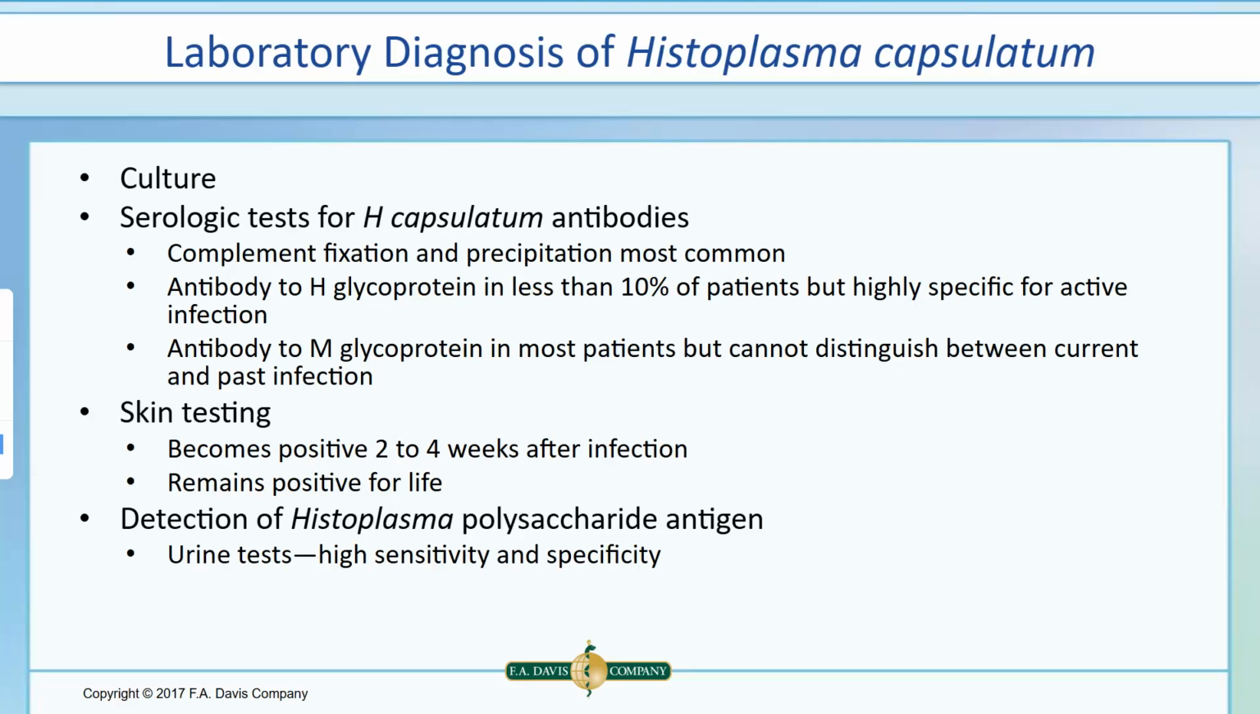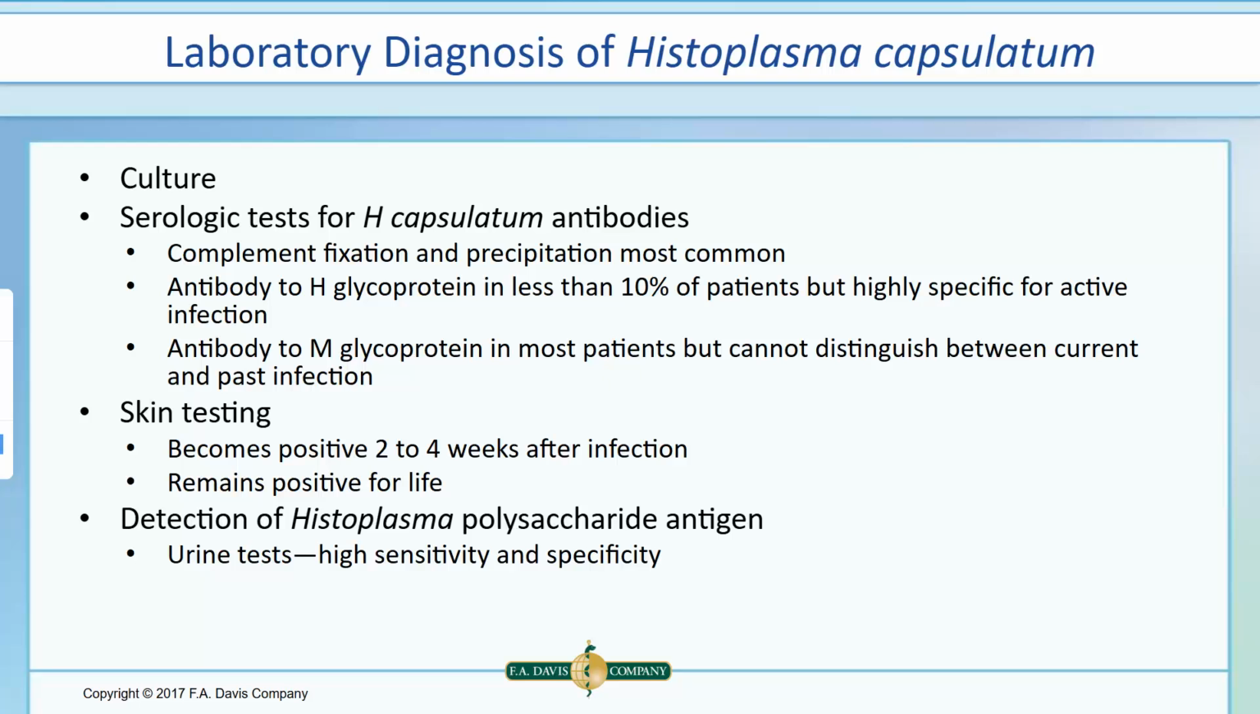We can culture, but culture is dangerous because it is such a pathogen. There are serological tests for H. capsulatum antibodies. We do complement fixation and precipitation, which is the most common. The antibody to H glycoprotein is found in less than 10% of patients, but is highly specific for active infection. The antibody to M glycoprotein is found in most patients, but cannot distinguish between current and past infection.